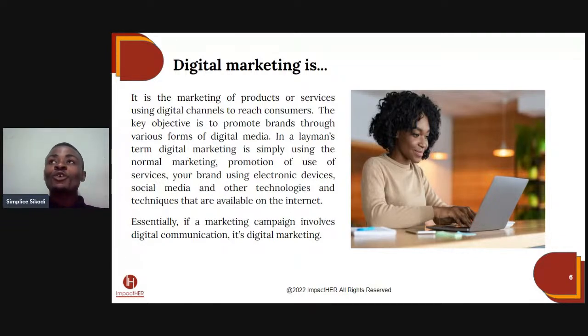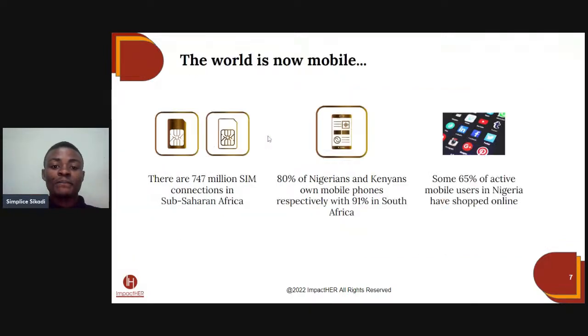So this time you're not going to talk about having a store necessarily, or having a warehouse necessarily, but you're going to talk about using Facebook, using Instagram, using Twitter, using a website, using a business directory, or just using any channel that is related to the digital. So digital marketing is just marketing using digital channels basically.